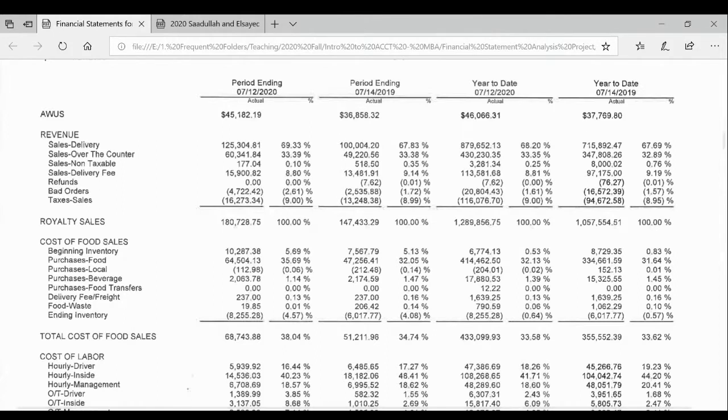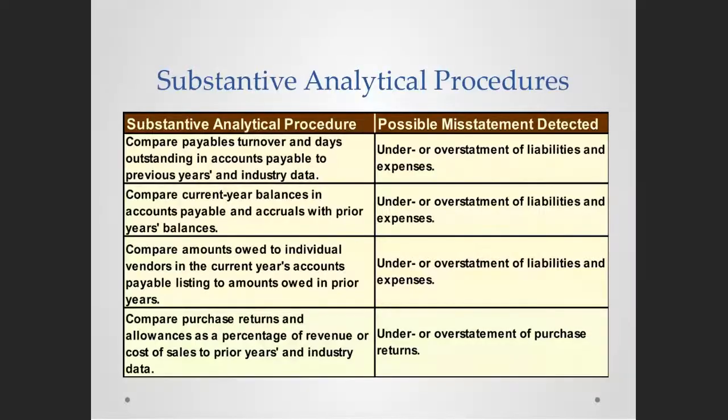So this tells you that this is not a big issue for the most part. So the analytical procedure says to compare the purchase returns and allowance as a percentage of revenue, right? The sales return percentages you saw were 0.01% and 0.01% and 0.00%, right?